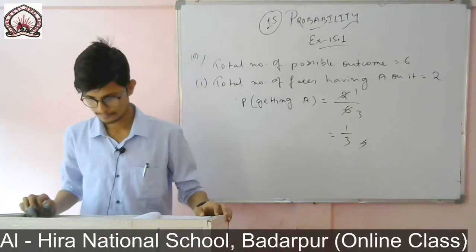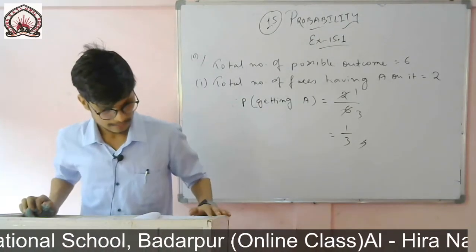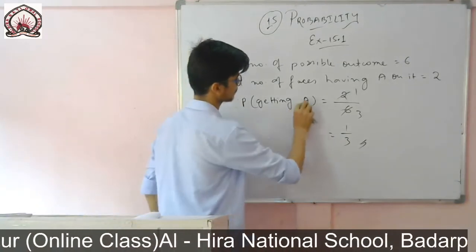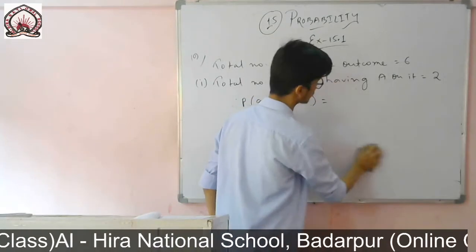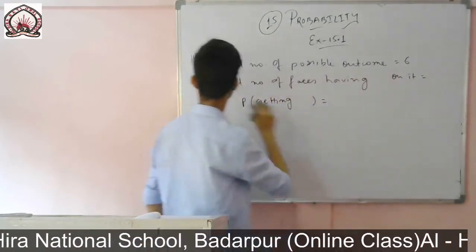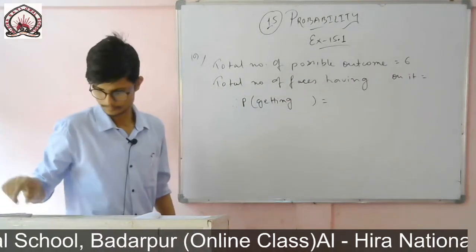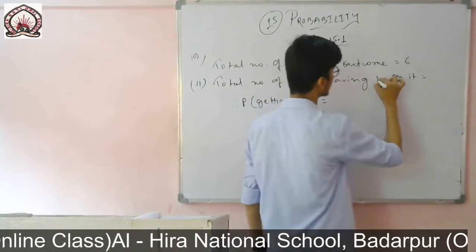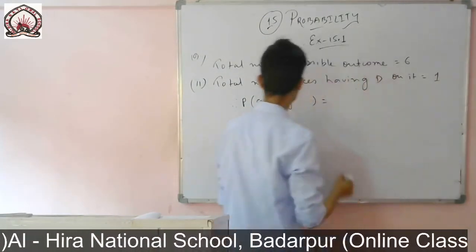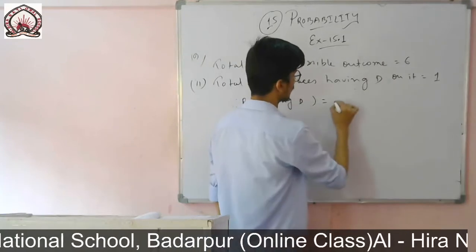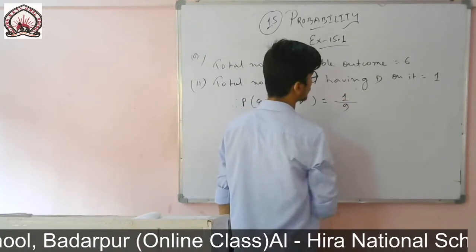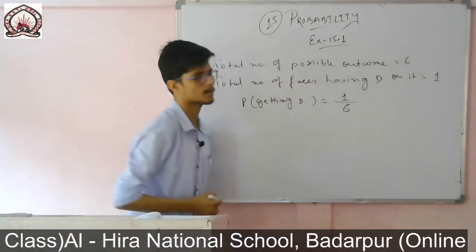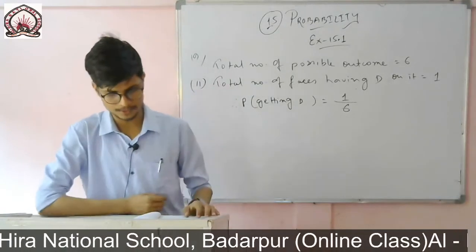The next one, letter D. For Roman number 2, the total number of faces having letter D on it: D is only one time. So the probability of getting D will be equal to the favorable outcome, that is 1, divided by the total possible outcome, which is 6. So 1 by 6 is the required probability.